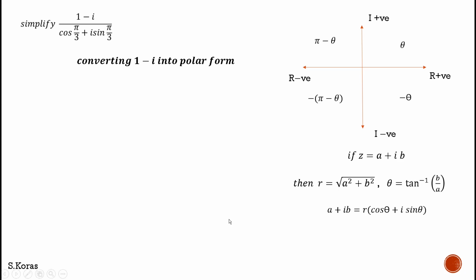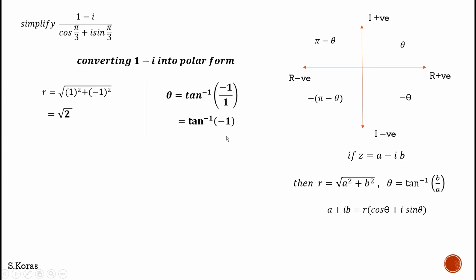First, let's find the r value. R is nothing but the square root of real part square plus imaginary part square. So our answer will be root 2. Now let us find the argument or theta. You know the formula for theta is tan inverse of b by a. If you apply, we'll get tan inverse of our imaginary part, which is minus 1, and our real part, which is plus 1. Tan inverse of minus 1 by 1. If you simplify, it will become tan inverse of 1.